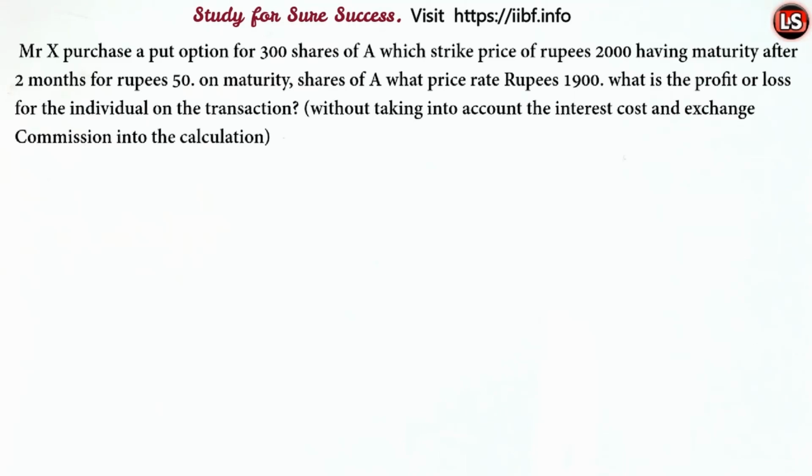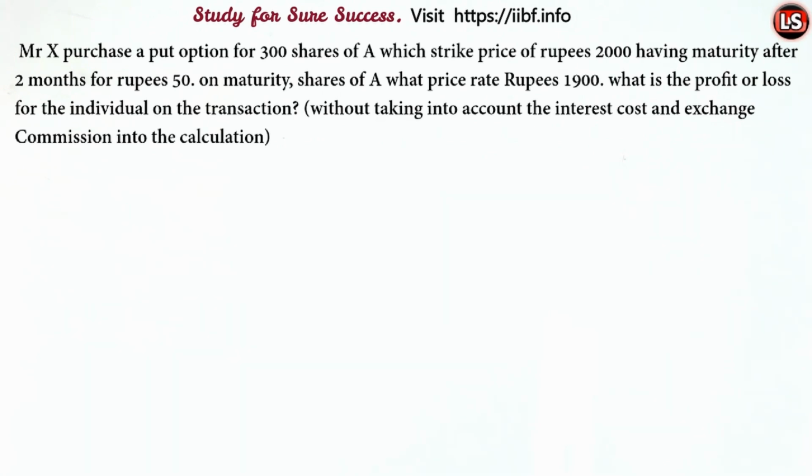So first of all, let's read the question. Mr. X purchased a put option for 300 shares of A, which means there were shares of A company. Mr. X purchased 300 shares of company A. The strike price is 2000 rupees with a maturity of 2 months for a premium of 50 rupees, which means the strike price was rupees 2000 and the maturity is after 2 months, for which he has paid a premium of rupees 50 per share.